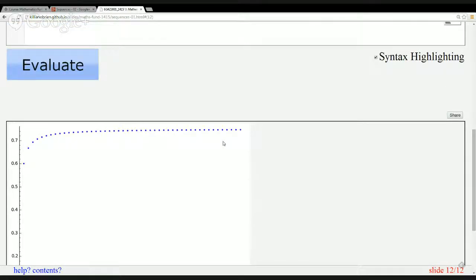What do you think it's converging to? 1? Doesn't really look like it. Looks to be something around here. Sorry, 3/4. Yeah, 0.75, which is about here, where the mouse is there on the vertical axis. That seems to be where the dots are getting closer to.